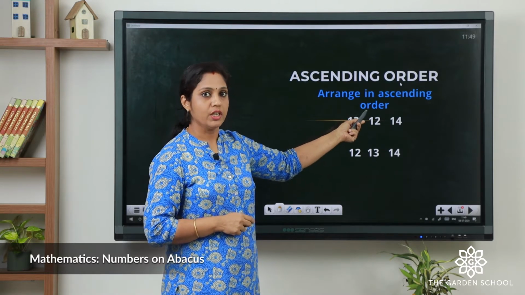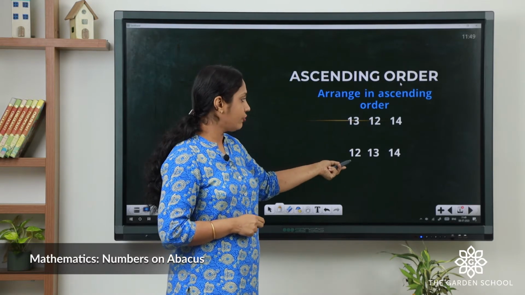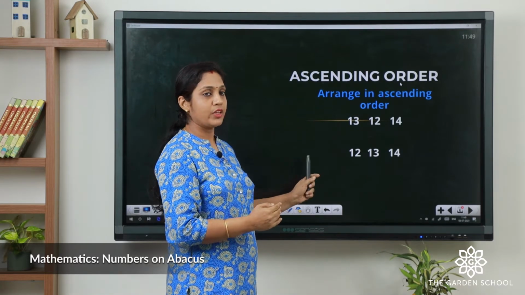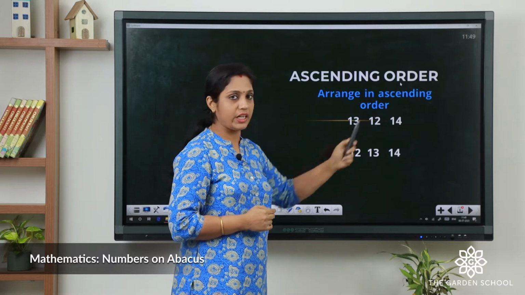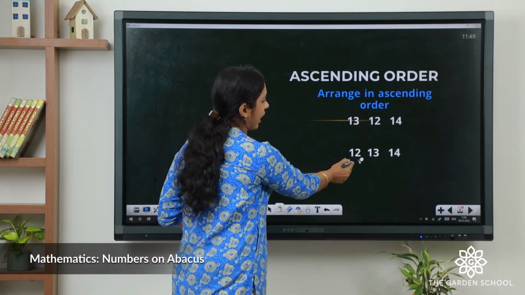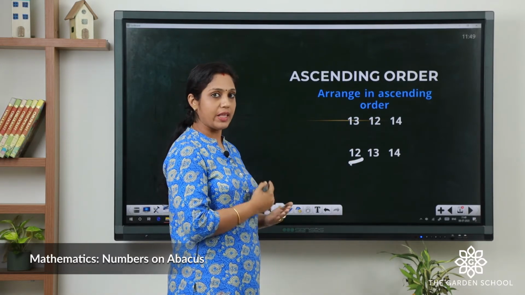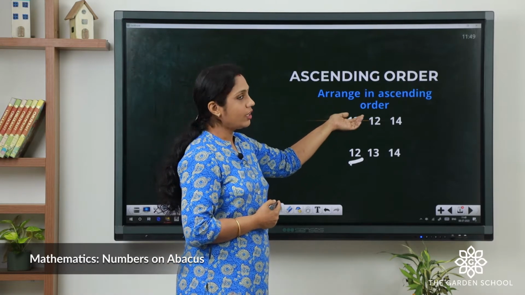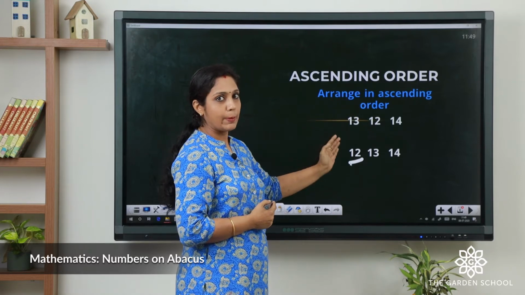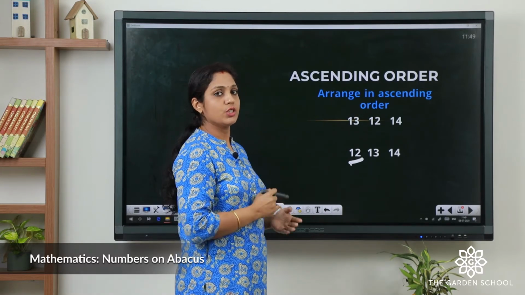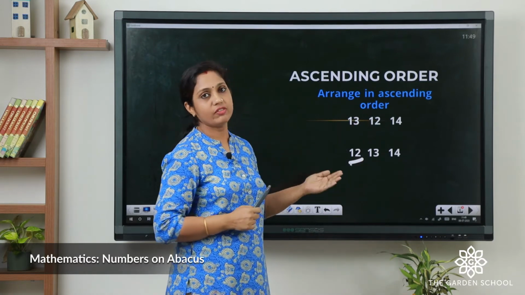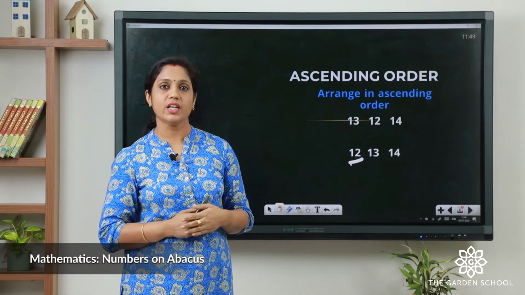Yes, it's 12. So we have to write 12 first and then we have to find out the next smallest number. We have 13 and 14 left. 12 we have written already. From that we have to find out which is bigger. 13 or 14 is bigger than 12. So we have to write next 13 and then 14. Now these numbers are arranged in ascending order.